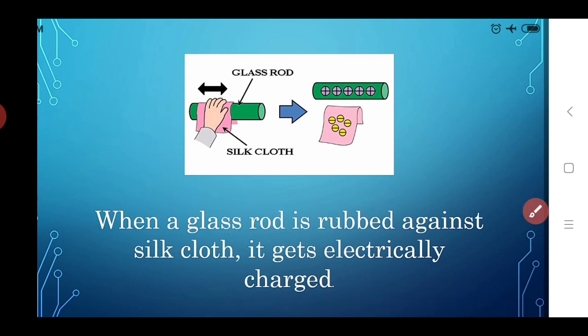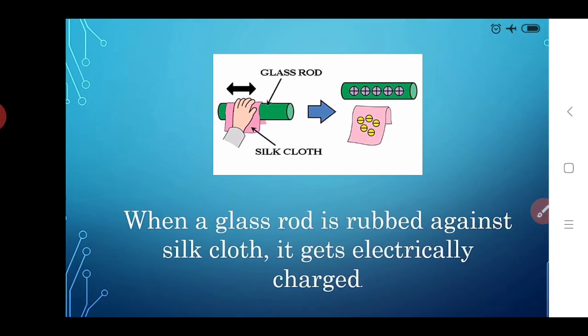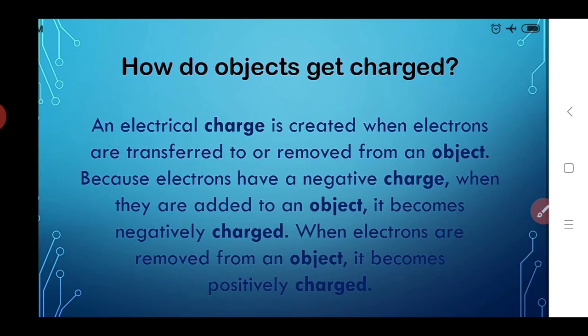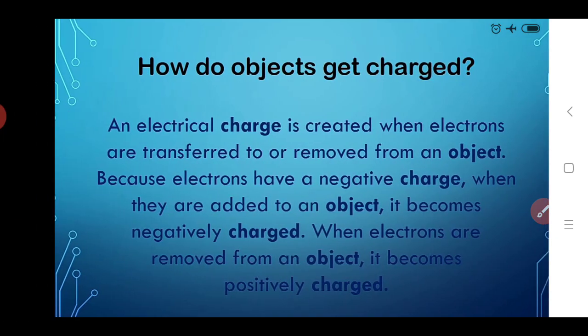In that way the charge is produced in a particular object, either positive or negative. How is negative charge produced? If negative charge is transferred from one object to another object, then it becomes negatively charged, and when negatively charged electrons get removed from the particular object, then that object becomes a positively charged object. So we have seen how objects get charged.